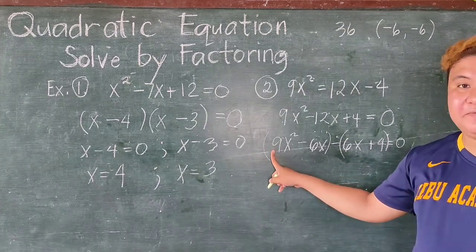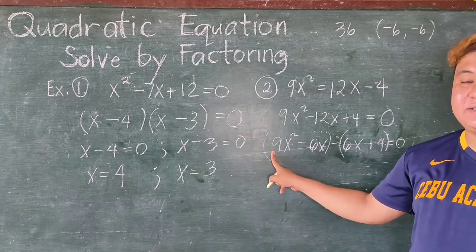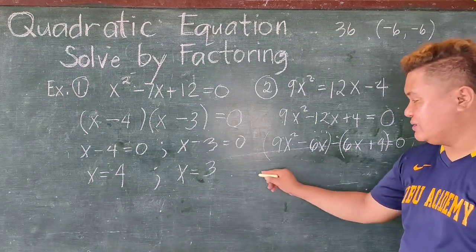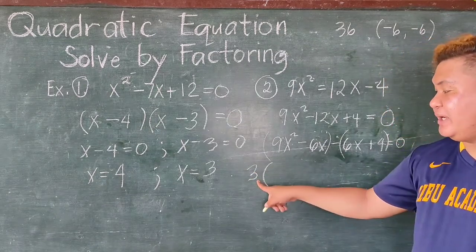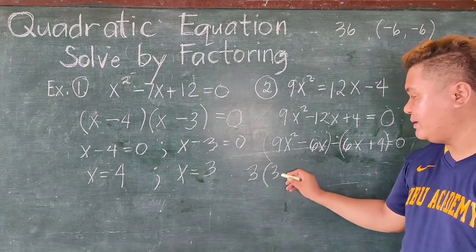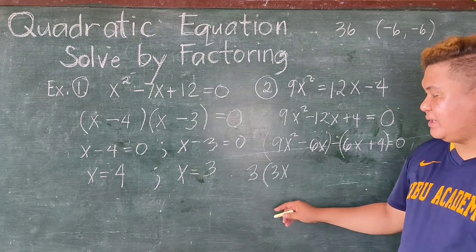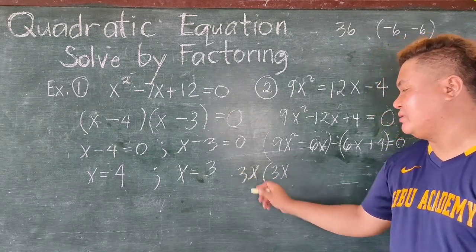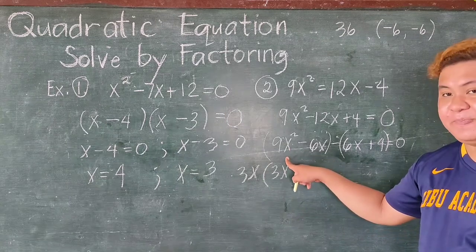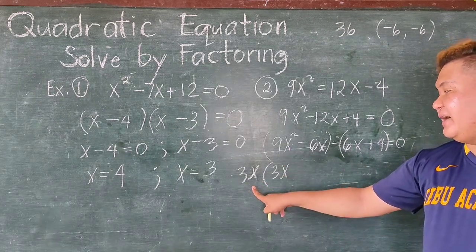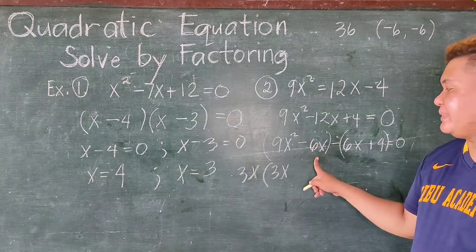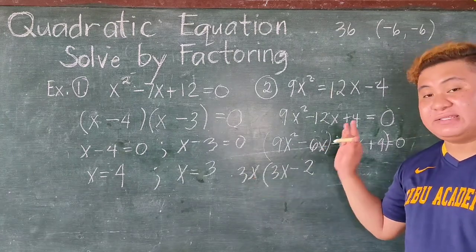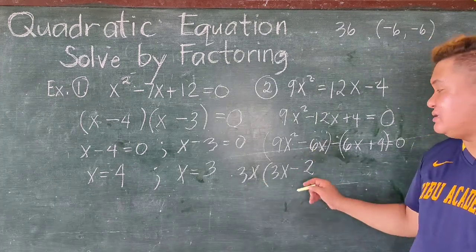So, 9 is divisible by 3. And let's check if 6 is divisible by 3. 6 can also be divided by 3. So, we factor out 3. 9 divided by 3 is 3x. So, we factor out x as well. So, again, 3x. 3x times 3x equals 9x squared. Then 3x divided into negative 6x, you will get negative 2, because x divided by x is gone. And then 6 divided by 3 equals 2.